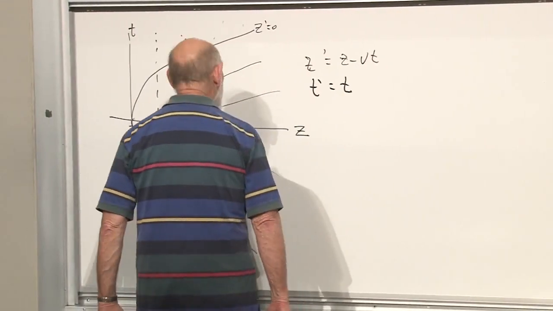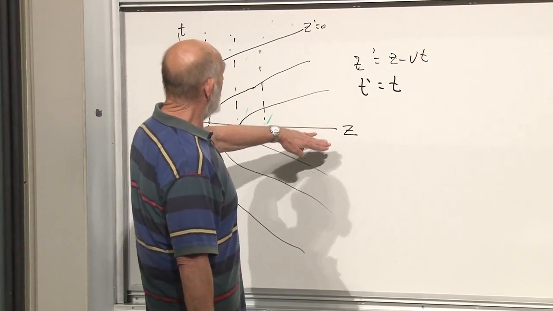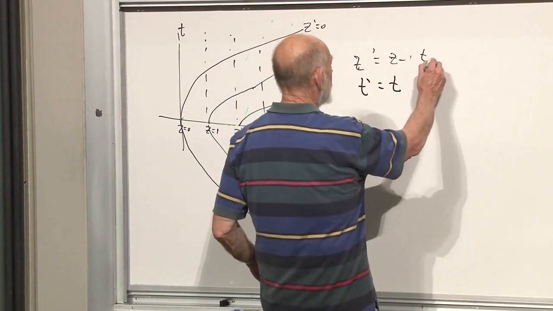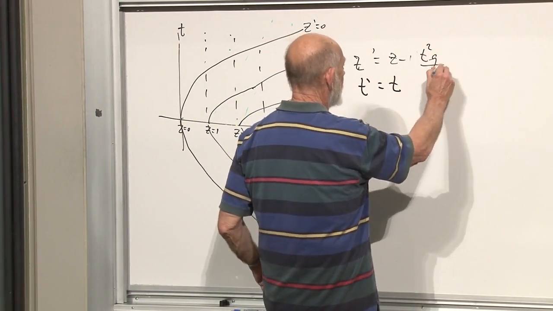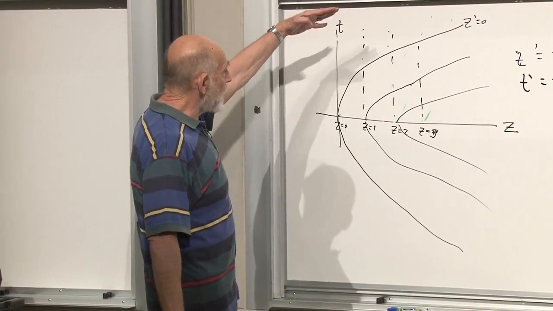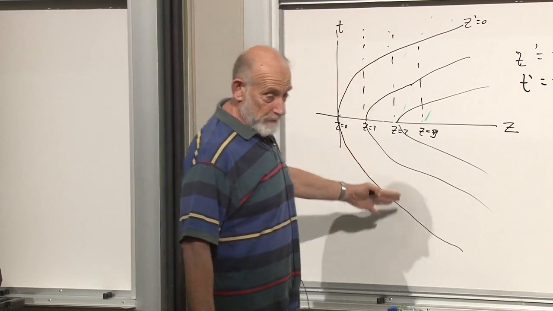They're curved lines. And so one would say, did I write the wrong thing here? That was 1/2 gt squared. Gt squared over 2. That's the coordinate system here. This is a curvilinear coordinate transformation.